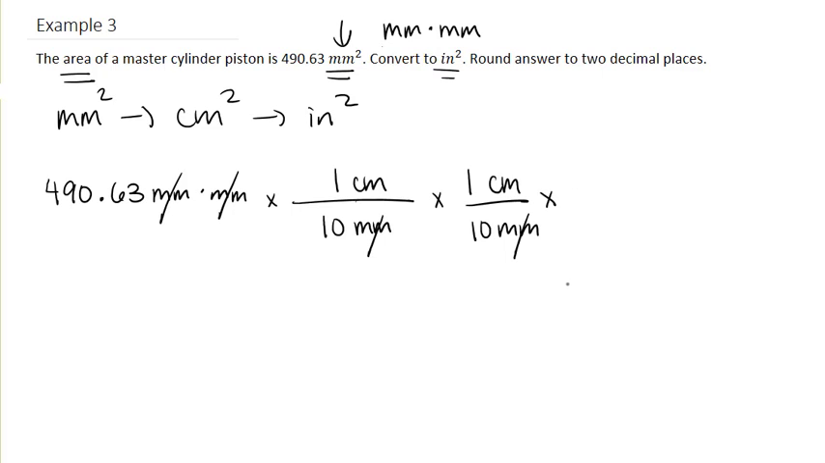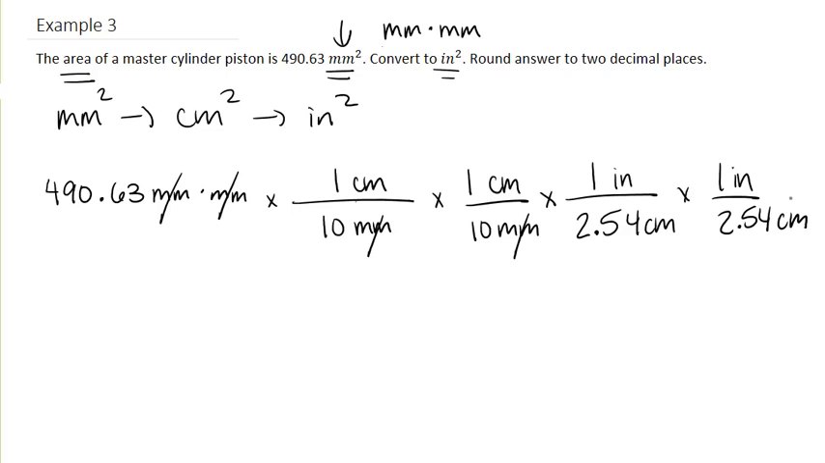Then our next step is to convert to inches. So we know we need to do the 2.54 centimeters, which is equal to 1 inch, times another 1 inch over 2.54 centimeters. This gets rid of this centimeter here and this centimeter here, then this one and this one. So now we're left with inches times inches, so that's inches squared, which is what we want.